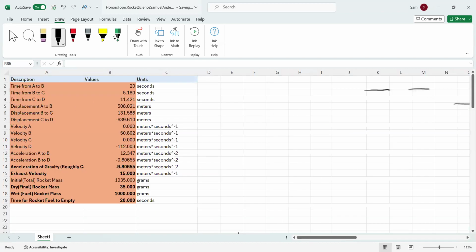And we will use this spreadsheet and the formulas shown to create some equations. In bold, we have acceleration of gravity, exhaust velocity, dry and wet mass, as well as time for the rocket fuel to empty. We'll be using those 5 things to find time from points A to B, B to C, C to D, as well as displacement, velocity when the rocket hits the ground, acceleration, etc. Thank you for watching.